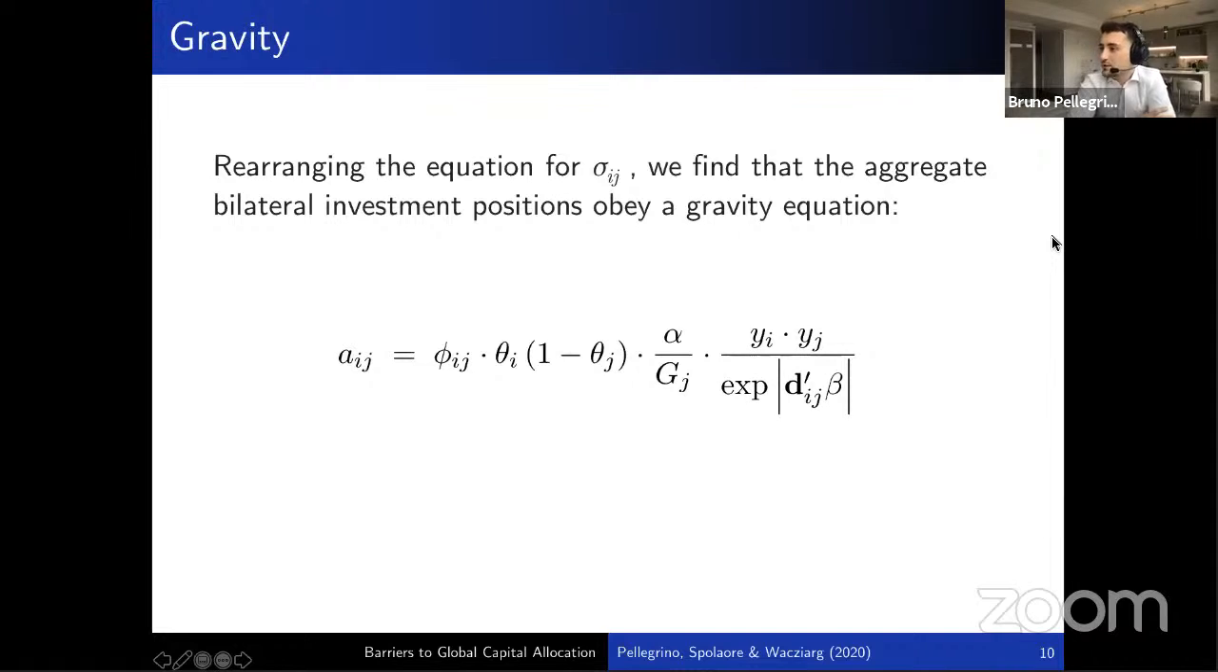Now, we can also rearrange the previous equation for sigma to obtain the bilateral investment positions. So AIJ here is the assets in country I owned by investors in country J. So this is in levels, and we find that they obey a gravity equation, where the asset position is proportional to both the GDP of country I and country J, and it's inversely proportional to this multidimensional distance metric.